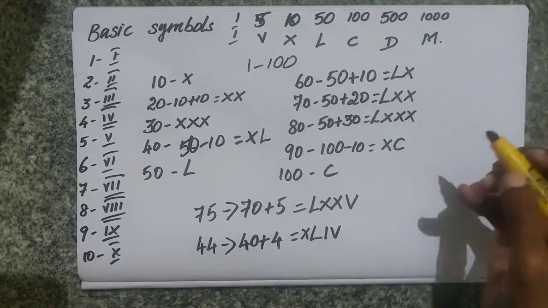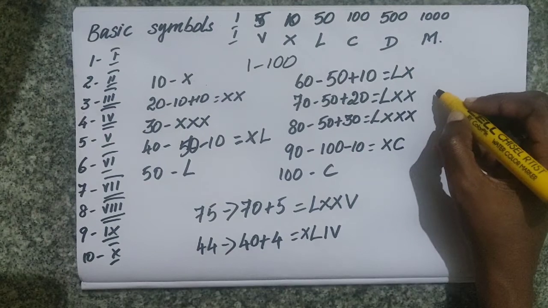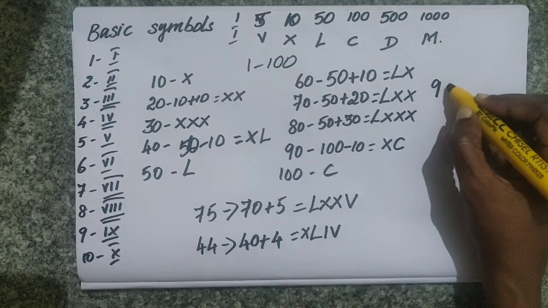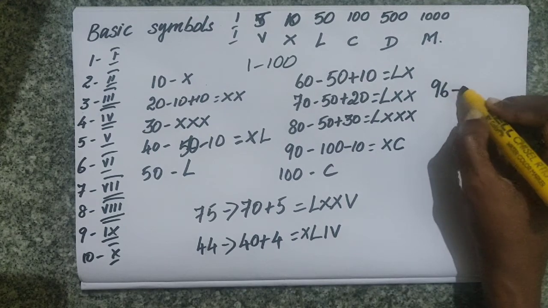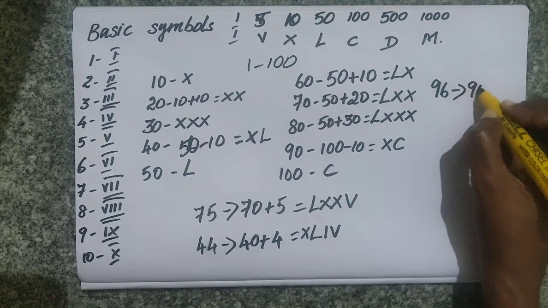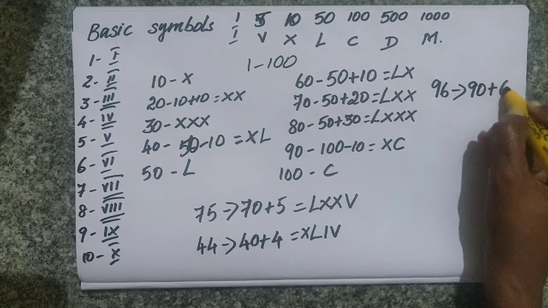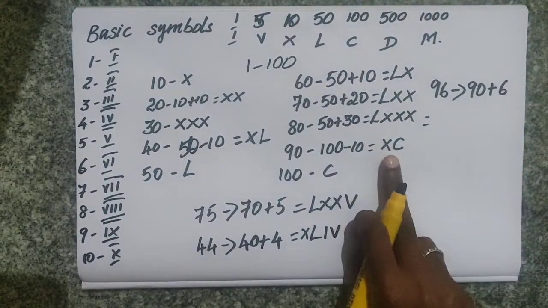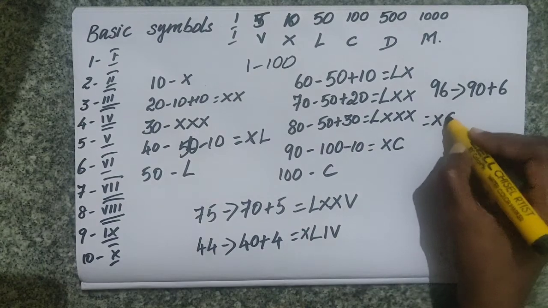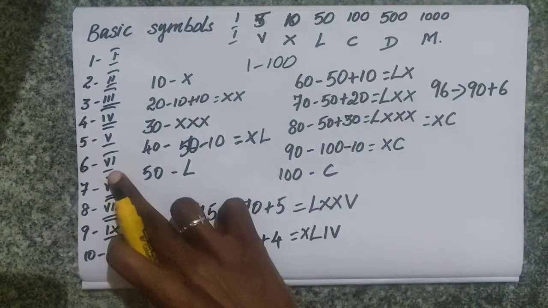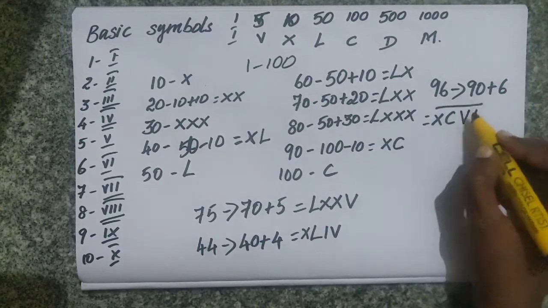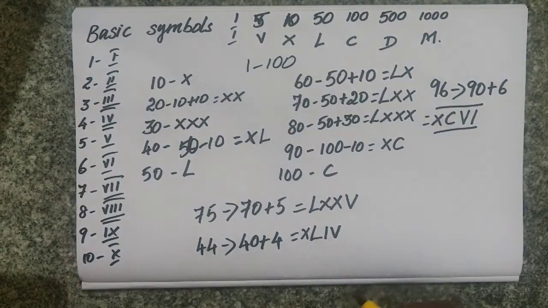Now one more example I will give. 96. How can we write 96? 90 plus 6. For 90 the Roman numeral is XC, and for 6 the Roman numeral is V and I. So this is the way we write 96.